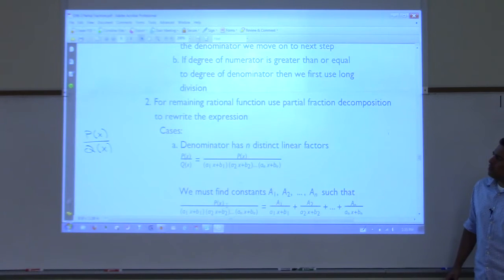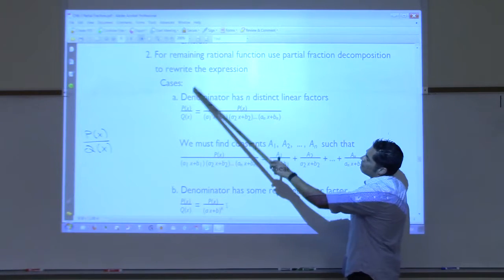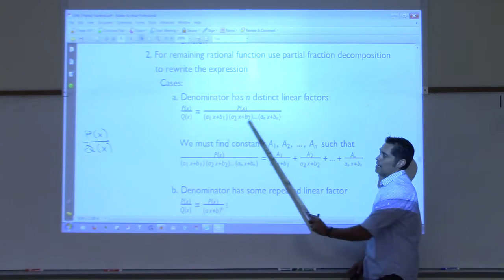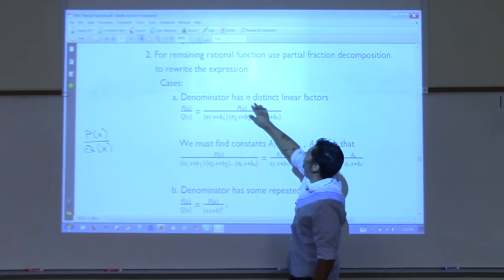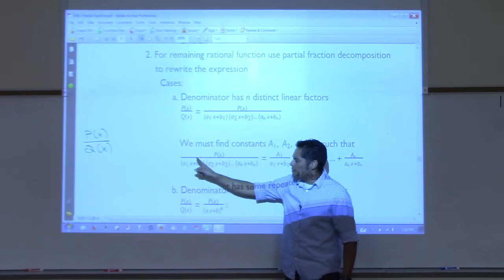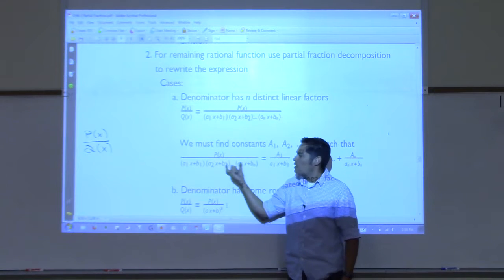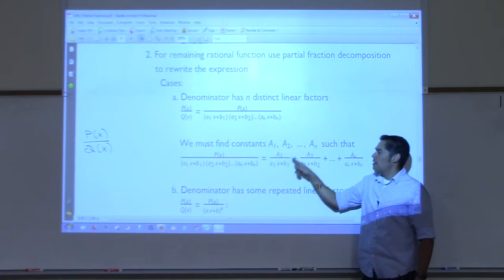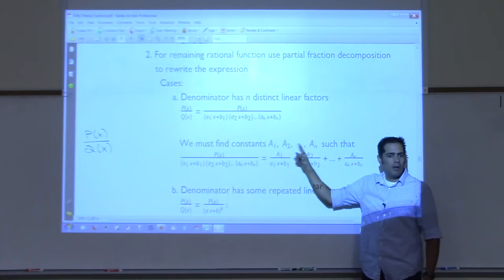Then, for whatever remains, we take this p over q and try to factor the denominator. Now, we could have a bunch of distinct linear factors, like x plus 1, x minus 7, 2x plus 3. If these are all different linear factors, then we put a over one, b over another, c over another. But notice in my notes, I don't use a, b, c. I use a1, a2, a3.